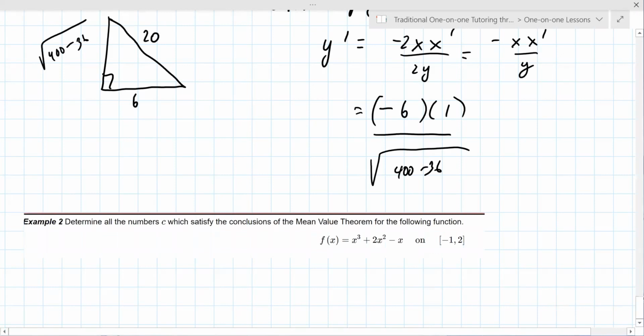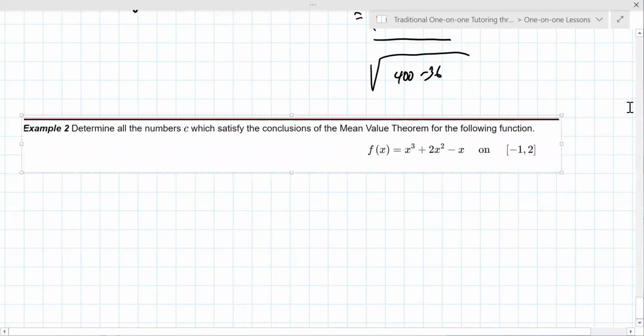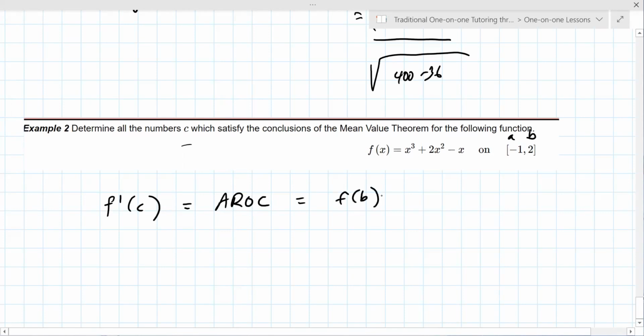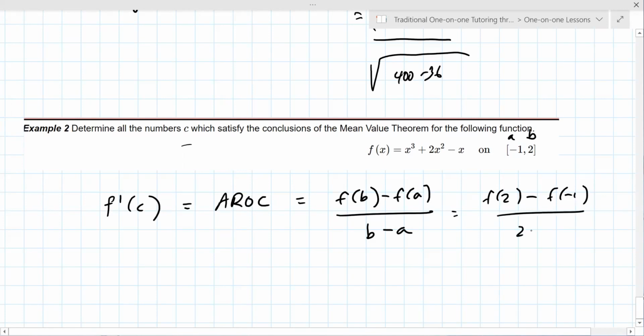They give you a function and they want to know which numbers c satisfy the conclusion of the mean value theorem. So you have to know, what is the mean value theorem? The mean value theorem is that the derivative at a point equals the average rate of change. So the average rate of change, if you have a and b, is f of b minus f of a over b minus a. So you have to evaluate the function at both endpoints. So it's f of 2 minus f of -1 over 2 minus -1.